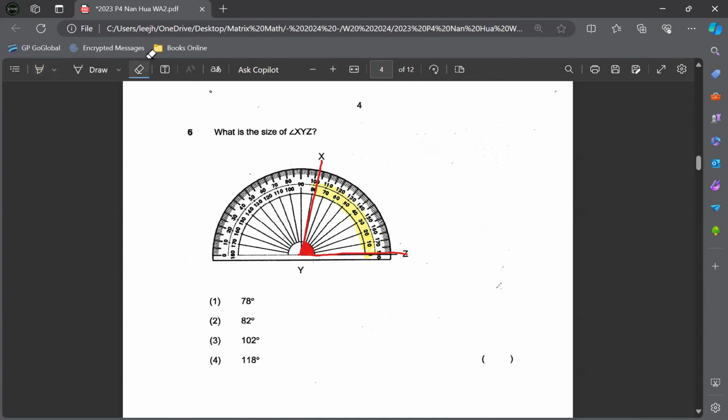Okay, if you cannot see, I'm going to erase this. So you can see now it's actually 70 something. So this is 75, right? So 75, 76, 77, 78. So the answer is actually option 1, 78 degrees. Okay, let's move on to question 7.